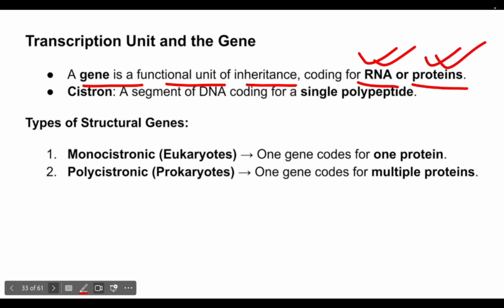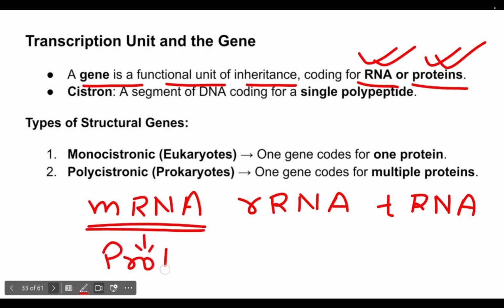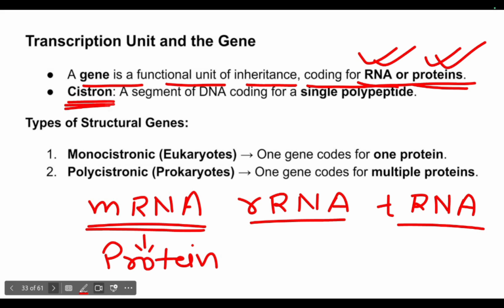See, all genes produce RNA and then RNA produces protein, but not all RNA will produce protein. RNA can be mRNA, rRNA or tRNA. Out of these three, mRNA will form protein, but the other two will not form protein, although both of them are also formed from the gene. So a gene will code for both RNA and protein, whereas a cistron will only code for protein or polypeptide.